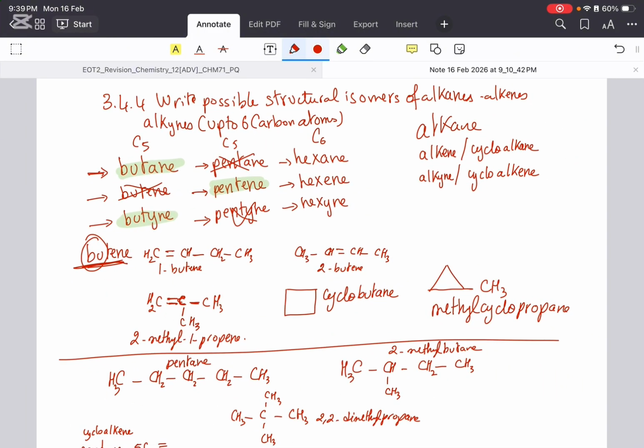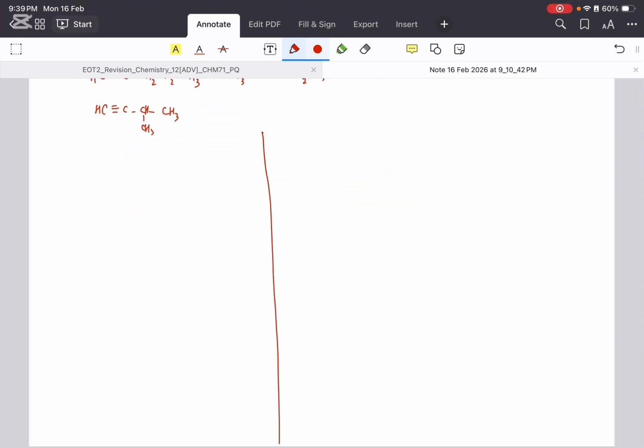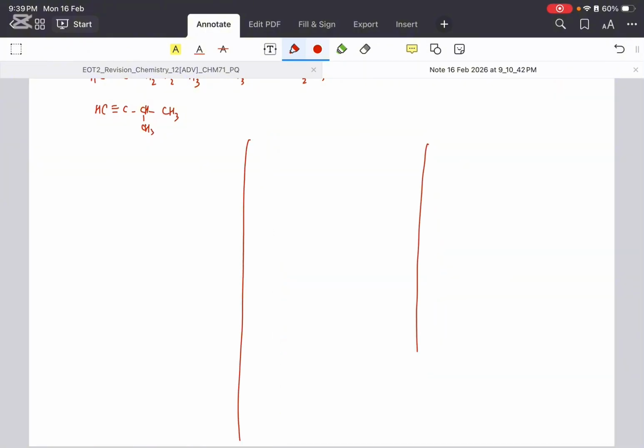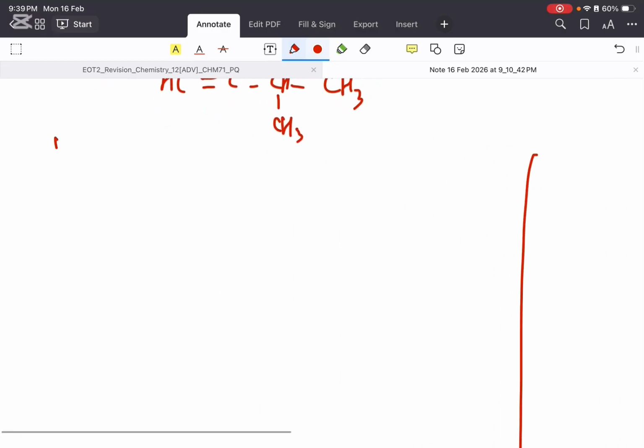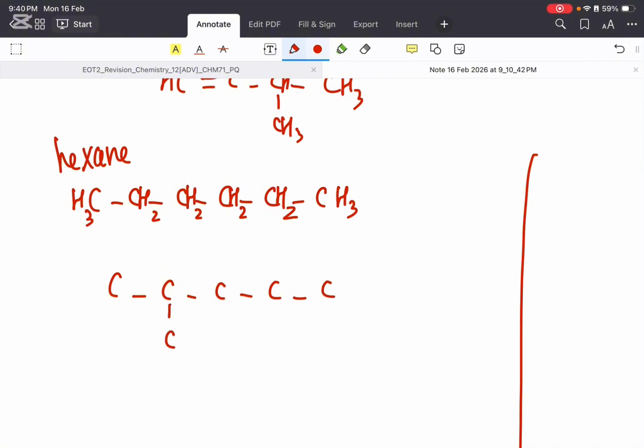Now, I'm left with hexane, hexene, hexyne. What kind of isomers can I do with hexane, hexene, and hexyne? So I'm going to do the hexane here first. If I have hexane, I can do 6 carbons straight: 1, 2, 3, 4, 5, and 6. So the name of this one is hexane. Or I can have 5 carbons with 1 branch on the second carbon.